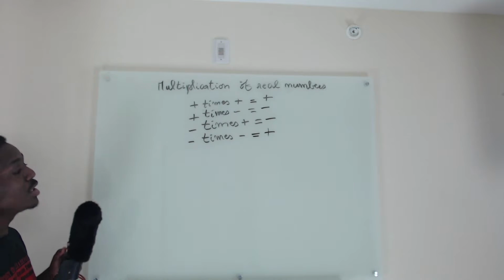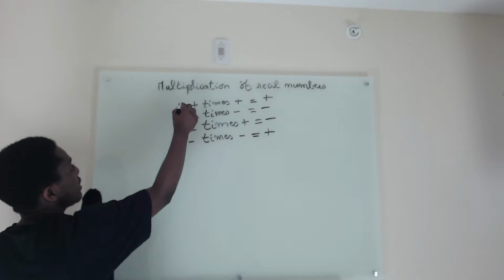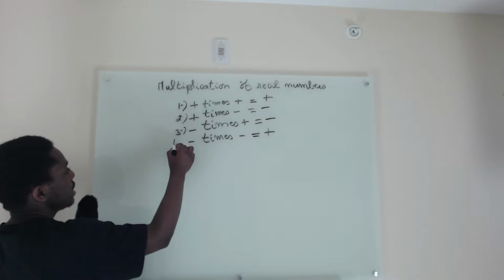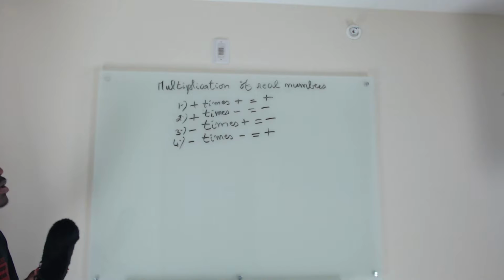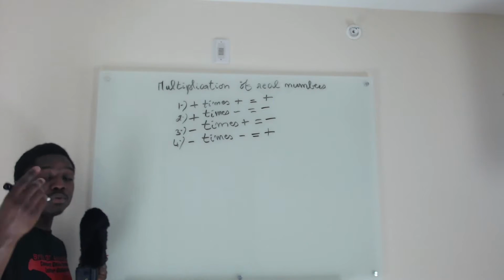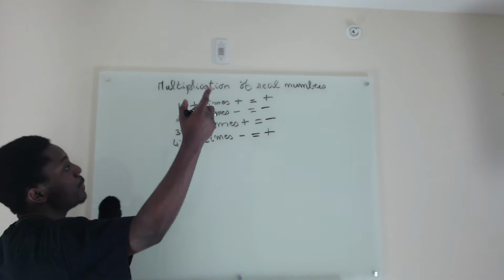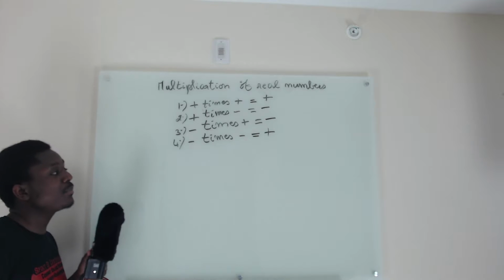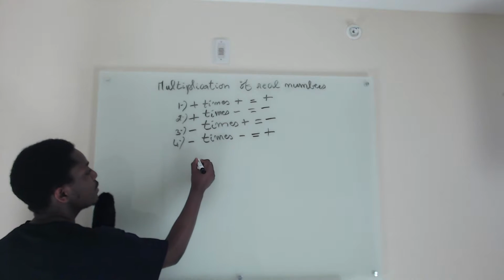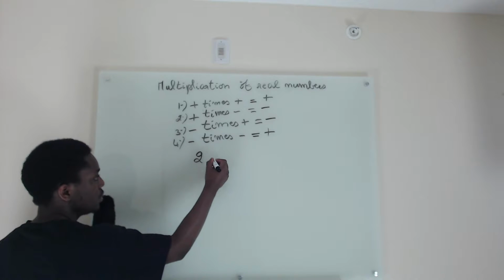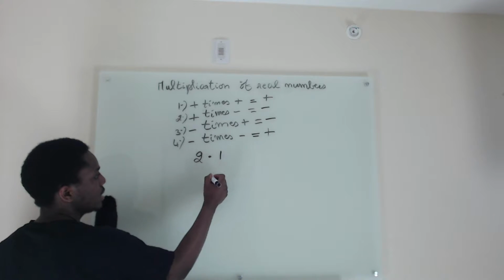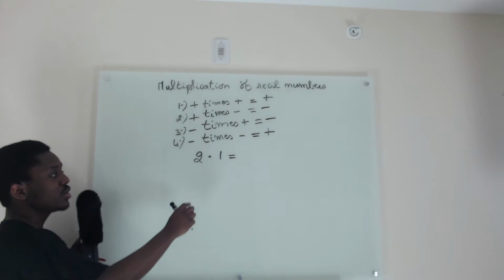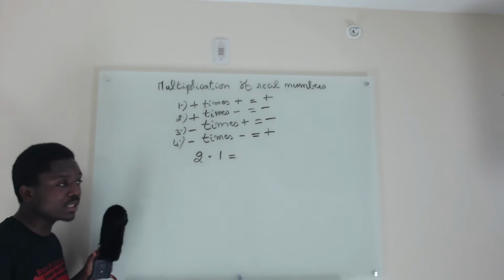All right? So we have case number 1, case number 2, case number 3, and case number 4. For the first case, when we have a positive number multiplied by another positive number, the answer is always going to be a positive number. So for example, let's say you are given an operation such as the number 2 times the number 1.